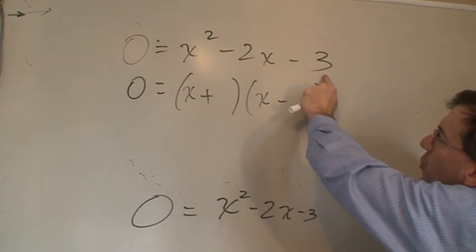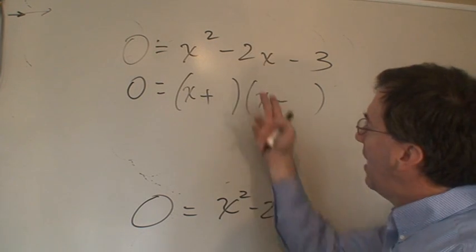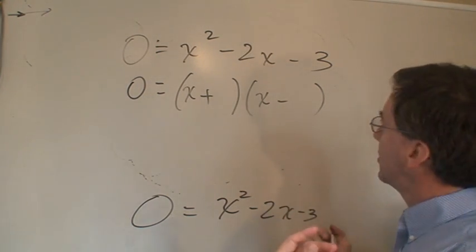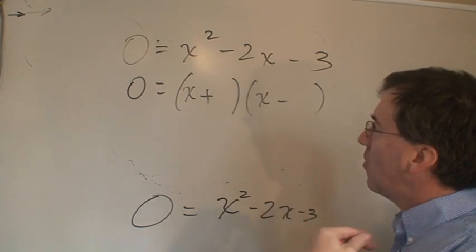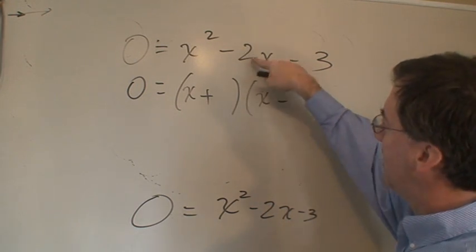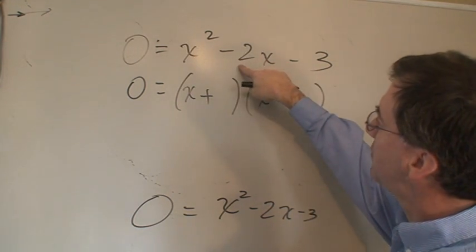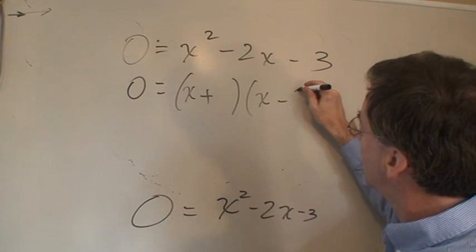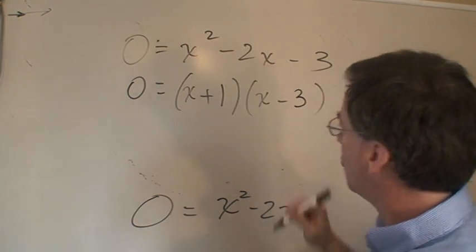Now, I need two factors of 3 that have a difference of 2. And the only two factors of 3 are 1 and 3. So the only thing I have to do is get the negative right, okay? Since this is negative 2, that means the larger of those numbers will be negative, so x minus 3 times x plus 1.